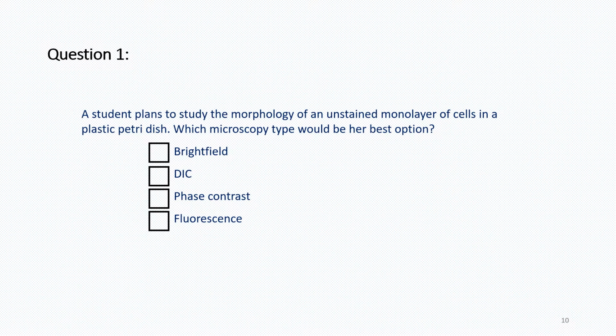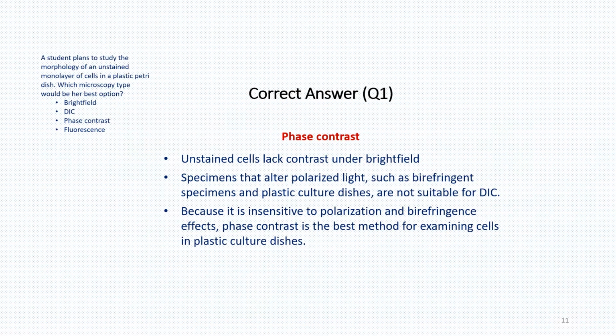Okay, let's try answering this question. A student plans to study the morphology of an unstained monolayer of cells in a plastic petri dish. Which microscope type would be her best option? Brightfield, DIC, phase contrast, or fluorescence? The answer would be phase contrast. The plastic culture dishes would give away the answer. Phase contrast is insensitive to polarization and birefringence brought about by plastic.